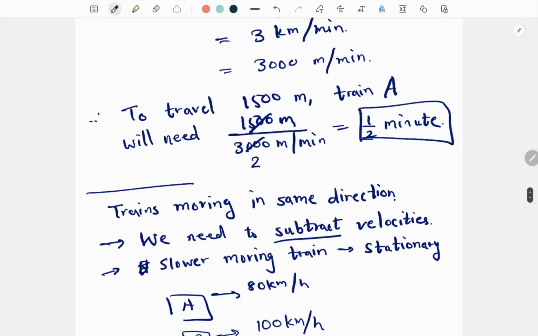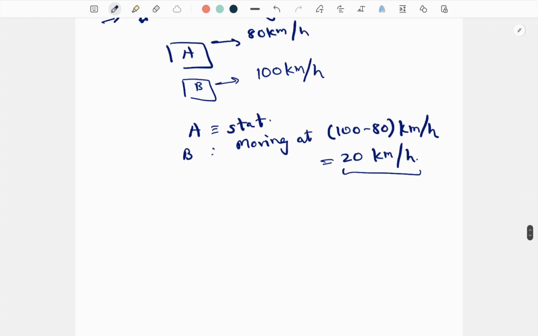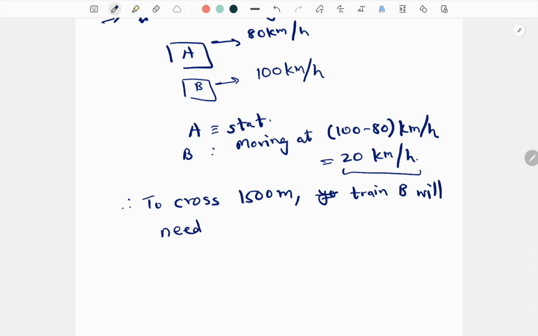If when moving at 180 kilometers per hour it needed half a minute, then moving at 20 kilometers per hour, how much will it need? 9 times as much time, because you're moving 9 times slower. So to cross 1500 meters, train B will need half times 9, which is 4.5 minutes.